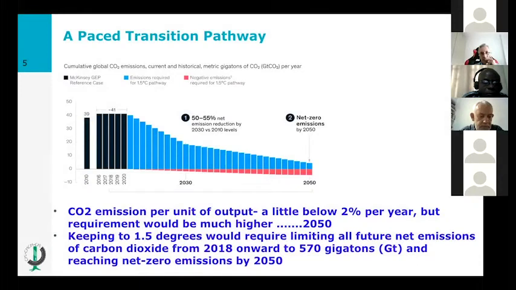What is the pace of the transition pathway? Because as of now, the CO2 emission reduction per unit of output is very little, as little as 2%. But the requirement is very huge. We have to bring around from this 2% around 50 to 55% reduction to meet the 2030 level, and to bring it to a net zero level by 2050, that requires around 90% more reduction in emission.